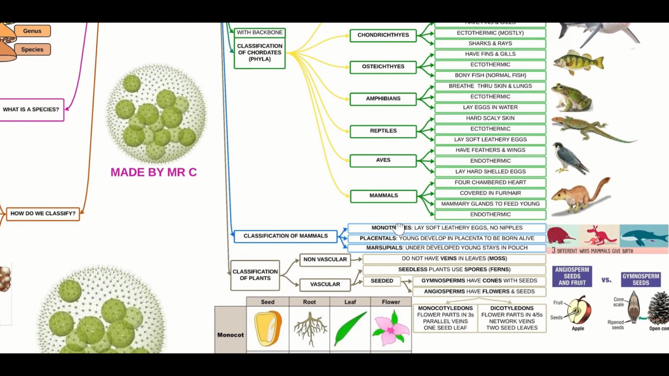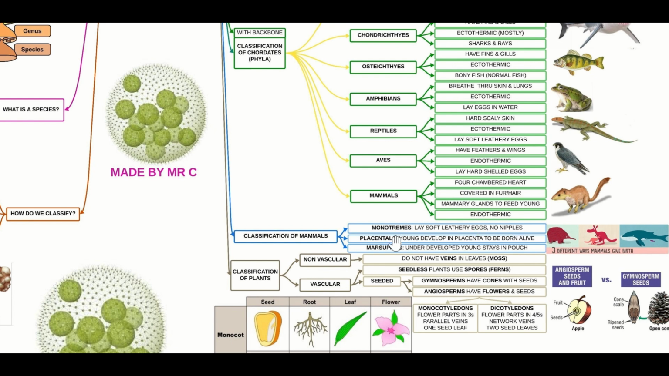Right, then we have the classification of mammals. There are three types of mammals. There are the monotremes that lay soft, leathery eggs, and interestingly, they have no nipples. They exude their milk through their skin, and their babies, the puggles, lick the milk off the skin.